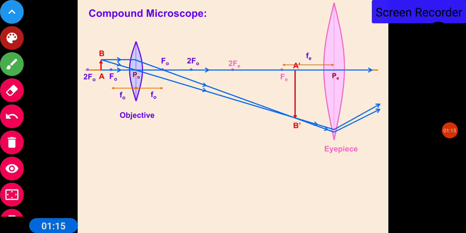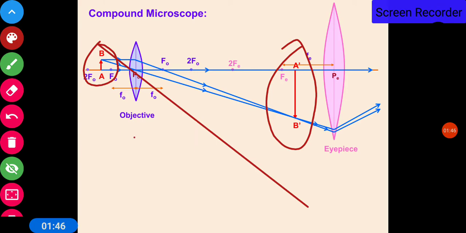Now to draw the ray diagram, we take two rays: the ray which is parallel to the axis passes through the focus after refraction, and the ray which passes through the optical center goes straight. Both the rays meet at point B dash. So B dash is the image of point B, and we can say that A dash B dash is the image of the object AB formed by the objective.